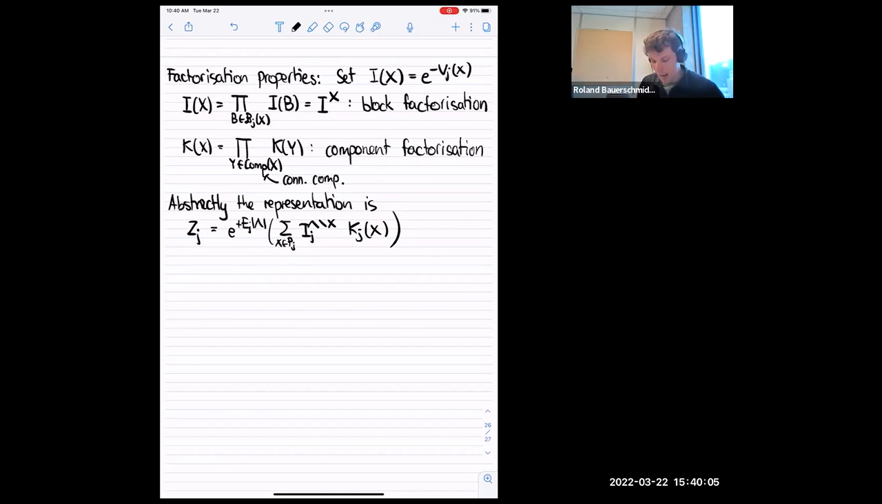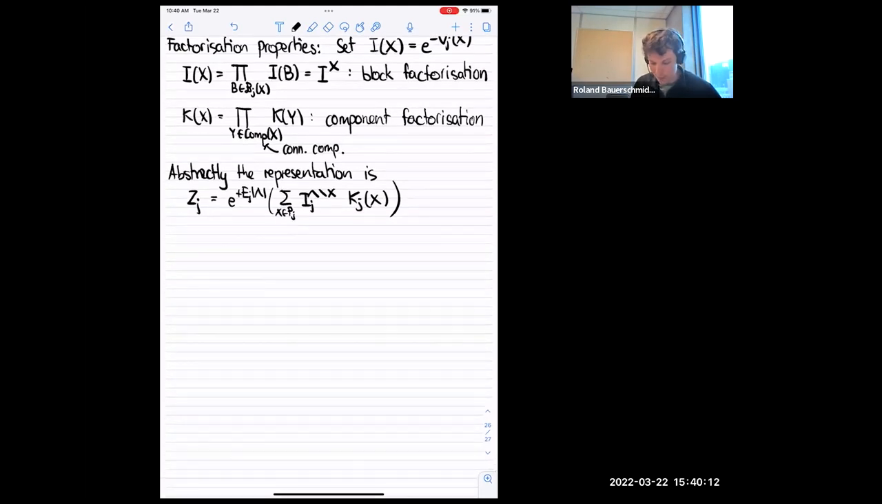So this is the abstract way of writing this representation. And why would you arrive at such a representation? The simplest example you could look at is if you assume, say, that K also has the block factorization property. The block factorization property implies the component factorization property, so it's a stronger property.